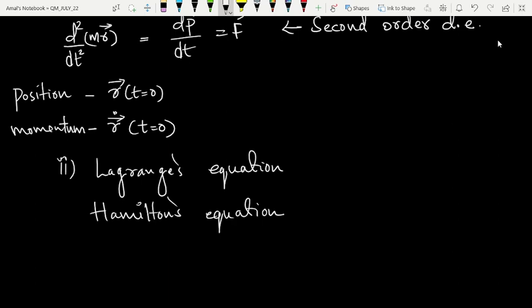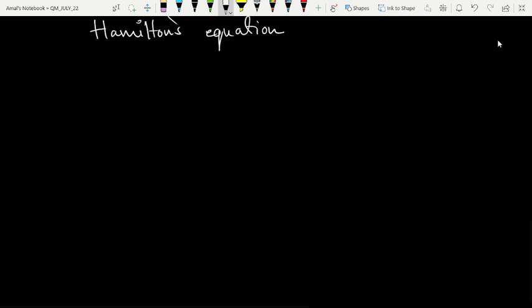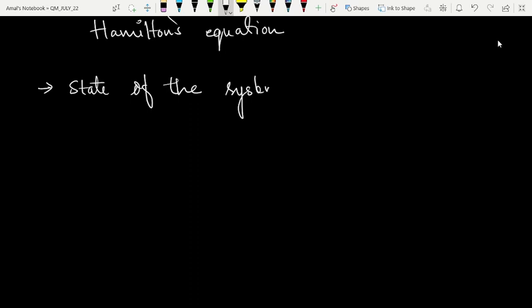So these are the essential things we need when we study motion. So what are those things? We need the state of the system. System can be a particle or a collection of particles. Then we need laws. So these are the two things we need to study motion.